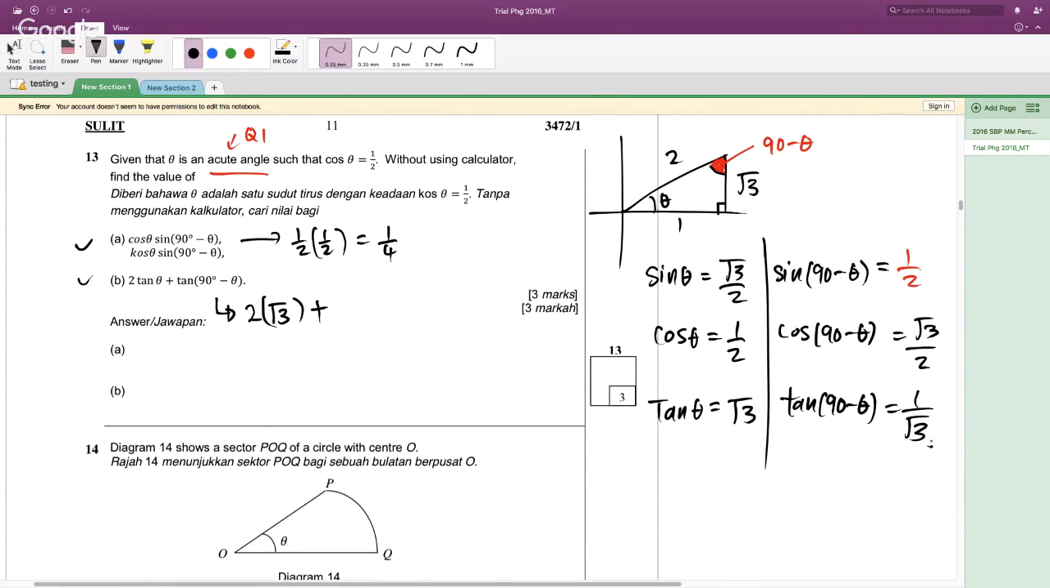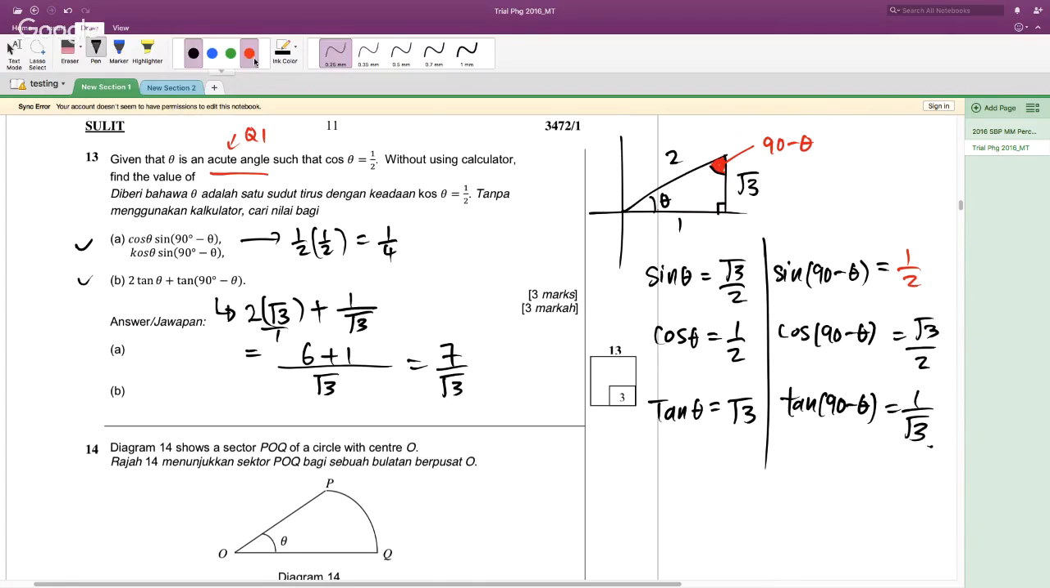Plus tangent 90 minus angle is 1 over square root 3. Then this one I will need to simplify them. I mean I make both of them have the square root 3. This is over 1, right? So multiply square root 3, I should get 6 plus 1. Okay, so I get 7 over square root 3.